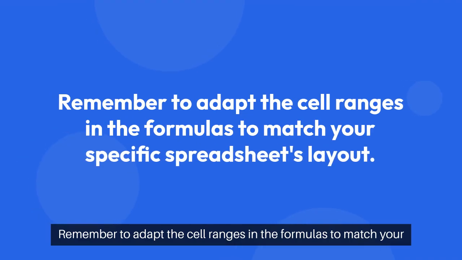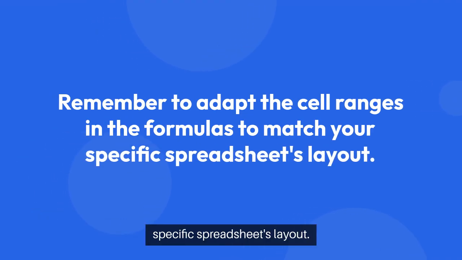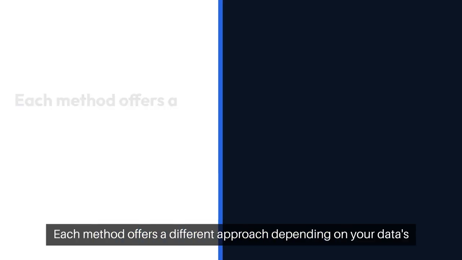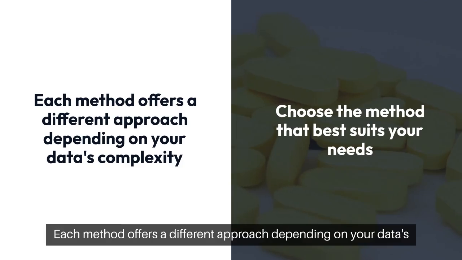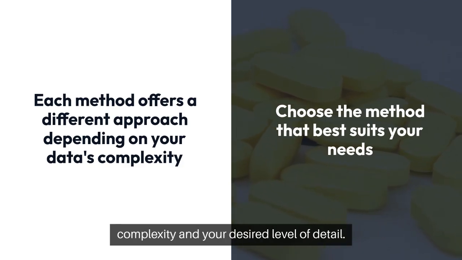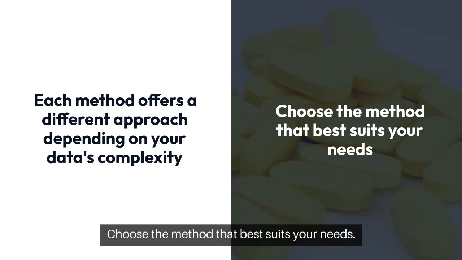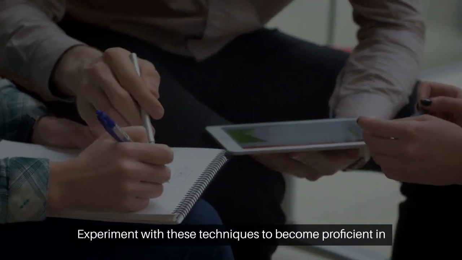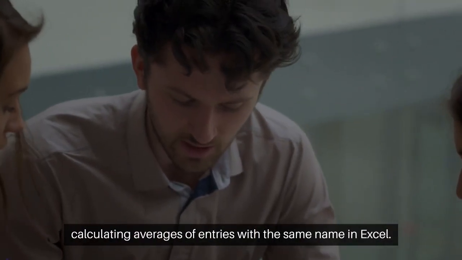Remember to adapt the cell ranges in the formulas to match your specific spreadsheet's layout. Each method offers a different approach depending on your data's complexity and your desired level of detail. Choose the method that best suits your needs. Experiment with these techniques to become proficient in calculating averages of entries with the same name in Excel.